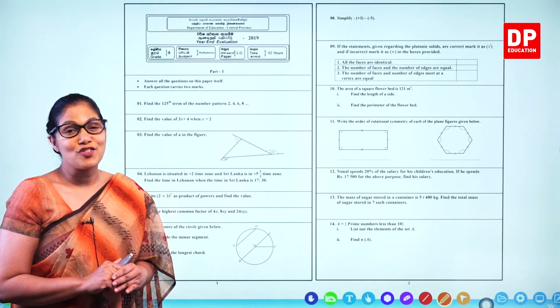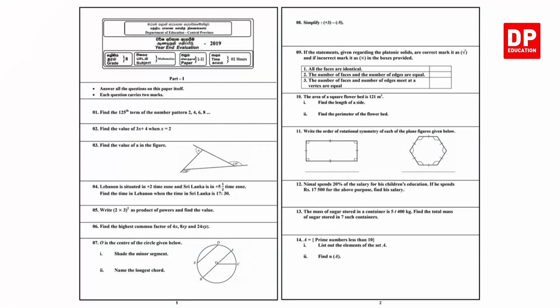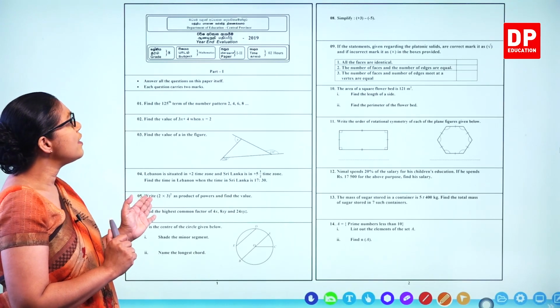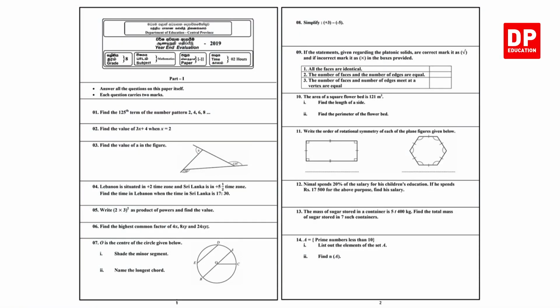Hello grade 8 students. Today I am going to do the Year-End Evaluation 2019 grade 8 paper from the Department of Education, Central Province. You have 2 hours for this paper. You already know there are 2 parts, part 1 and part 2.